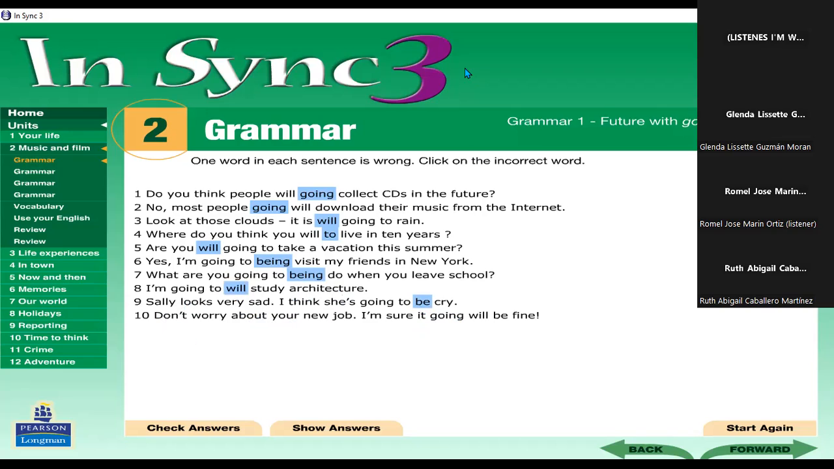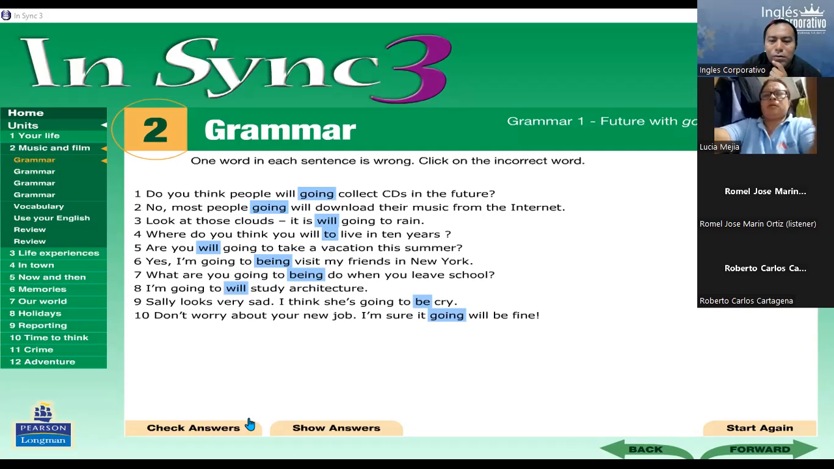And the last one, the number seven is going, right? Okay, can you help me to read the number seven, please? ¿Quién me ayuda a leer? ¿Alguien que no ha participado? Roberto Carlos, can you help me to read the number 10? Don't worry about your new book. I'm sure it's going will be fine. Okay, thank you so much.